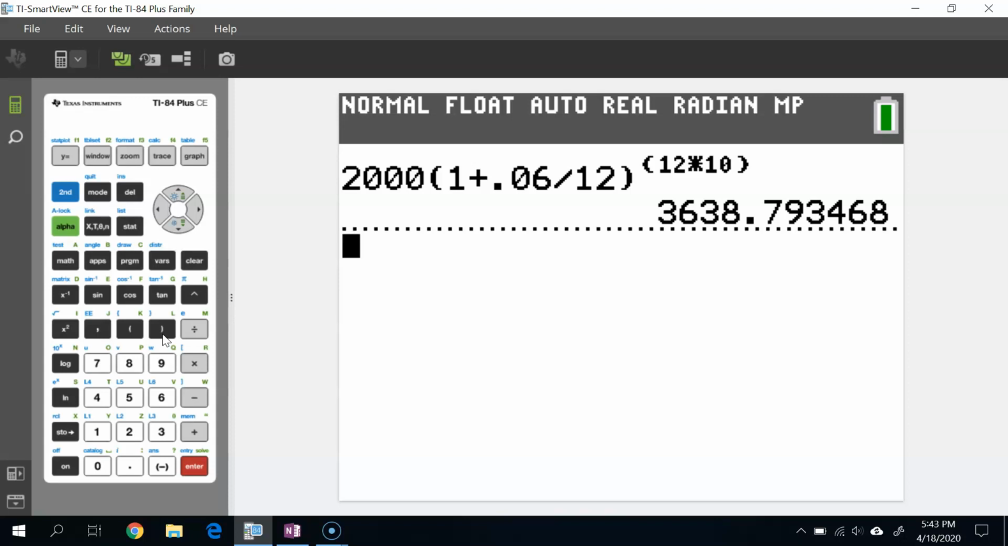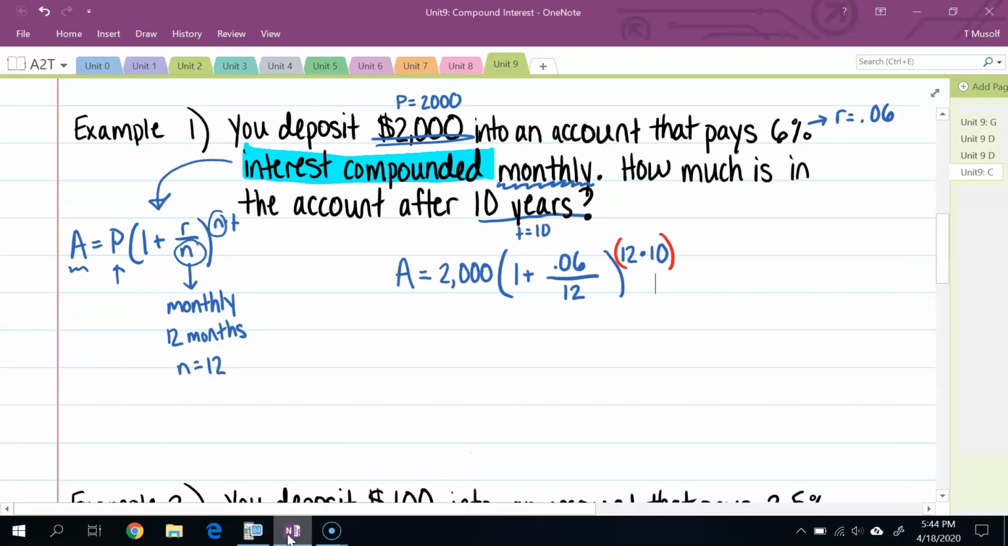This is the amount that I should end up with after 10 years. Remember, if I'm making interest on it, it should be more than I started with. Well, I obviously started with 2,000. I ended up with almost 4,000, so this seems reasonable, right? If I had ended up with like 500, I know I did something wrong. All right, so my final amount is $3,638.79. And I'm going to remember my units. And there's my final answer.